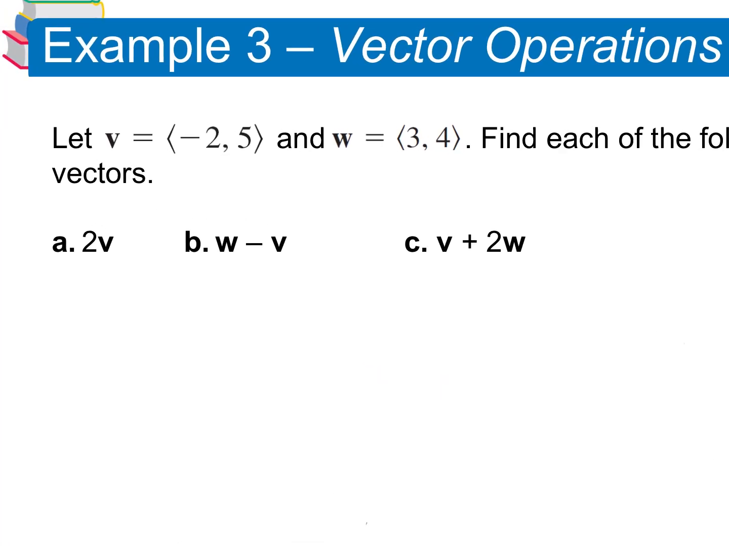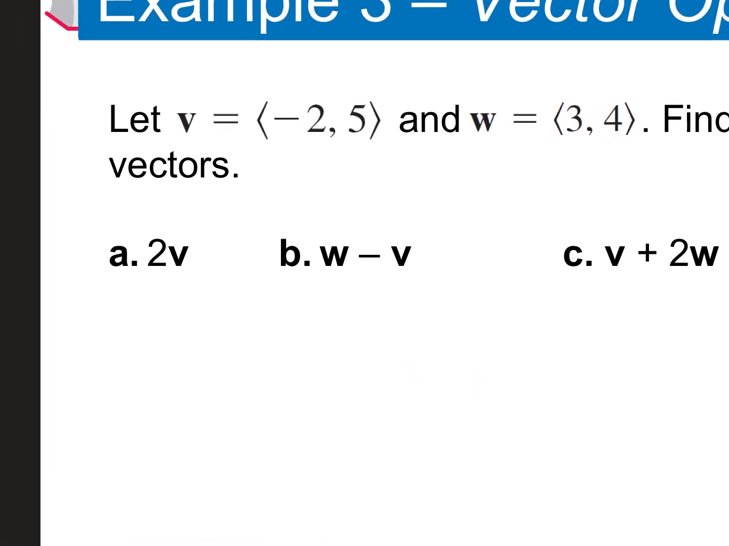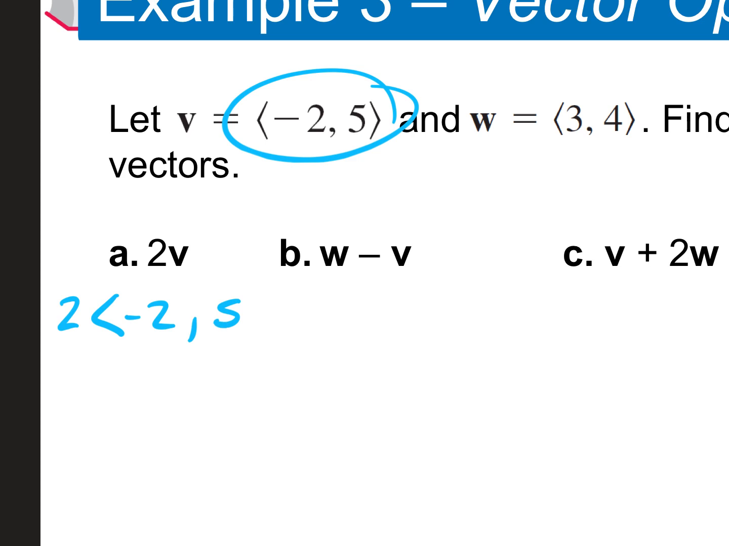All right, so here we have our vector operations. So for A, I'm multiplying vector v by a scalar. So this is 2 times <-2, 5>. So when we multiply by a scalar, I have to distribute the 2 to both numbers. So what would my new vector be? <-4, 10>.